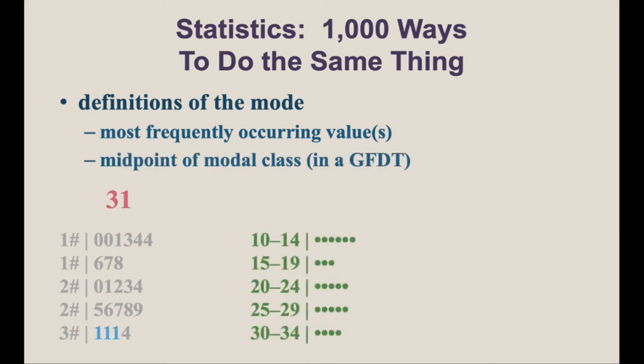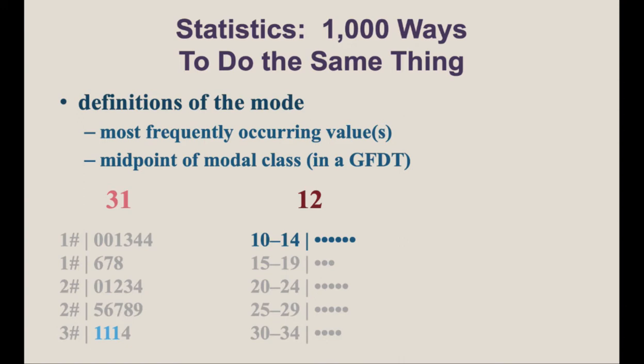However, if we represent this dataset as a GFDT with class width 5, shown here as a tally plot, the mode would be the midpoint of the most frequently occurring class, which is 10 to 14. Thus, the mode using this definition would be 12, which is different from the original mode of 31, and we also note that there actually is no value in the dataset that equals 12, thus there is no data value equaling the mode.